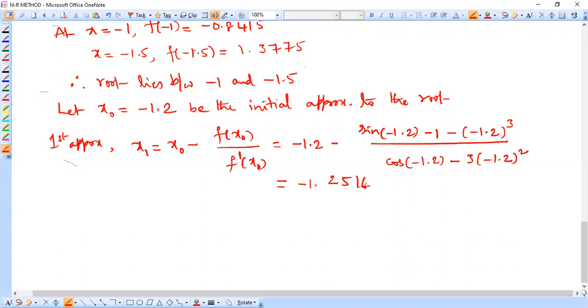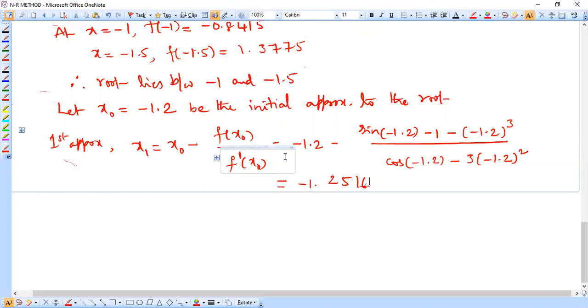This is the answer. Okay, minus 1.2516 is the answer. So I have taken x naught as minus 1.2. That is my initial approximation. You may begin with minus 1.25. You may begin with minus 1.3, somewhere which is close to the actual root. So I have taken approximately the midpoint.